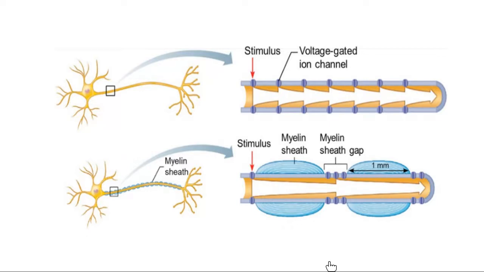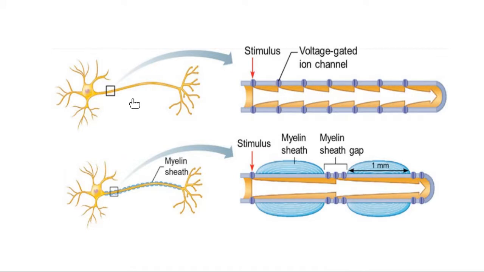Can you help me out in the chat? What page do we have these images on? Okay, so we're very close to the end of the packet here. So we're on page 16, 17 here, where we're talking about myelin on the neurons.